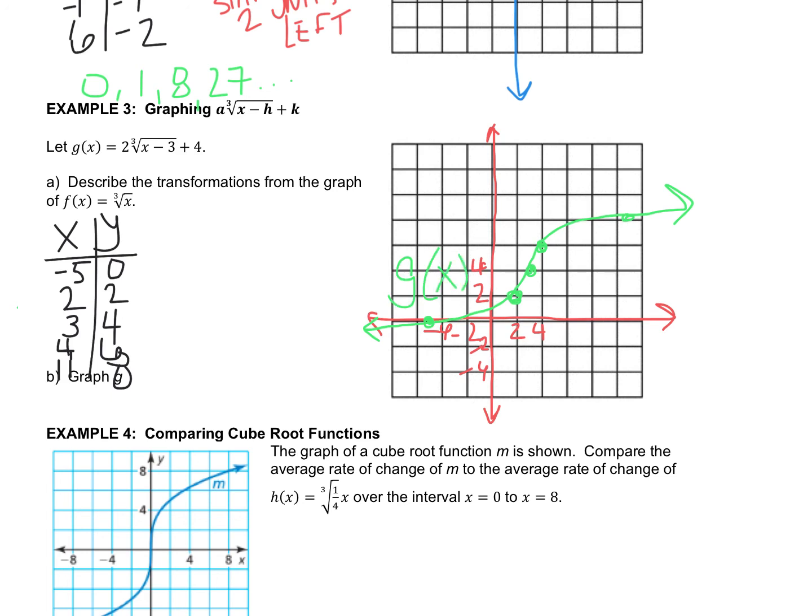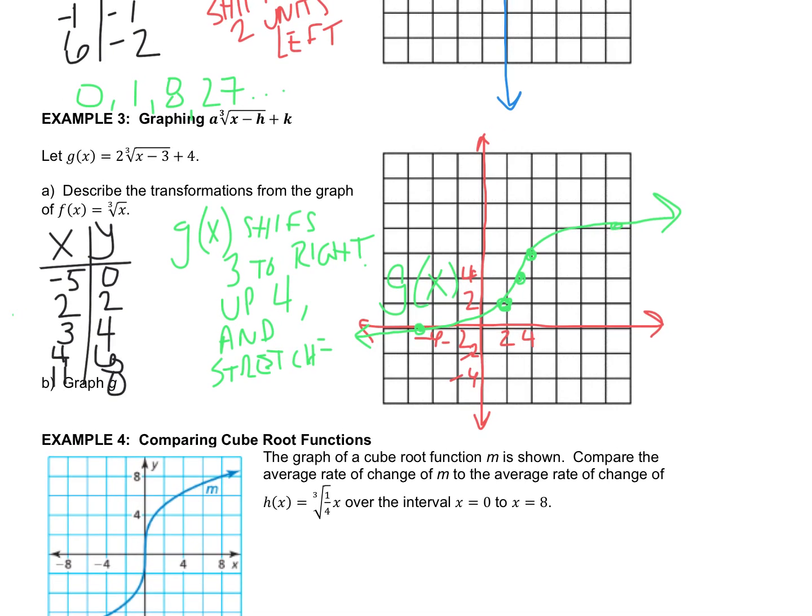Now, what are the things that are happening? So g of x, compared to the parent function, it shifts 3 to the right this time. Up 4. And it was stretched by that number in the front. Because that number being bigger means that it's jumping by higher numbers, so it's kind of stretched.